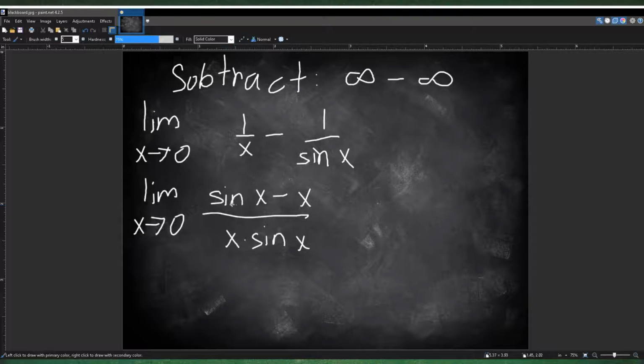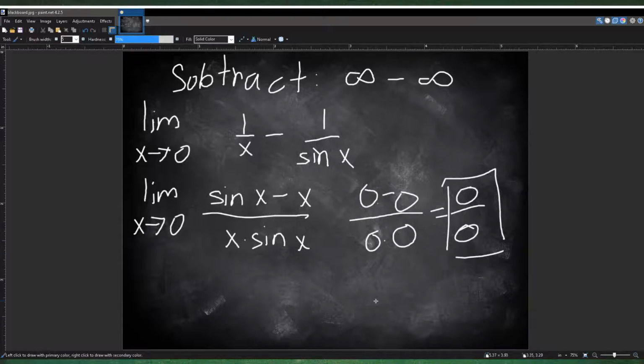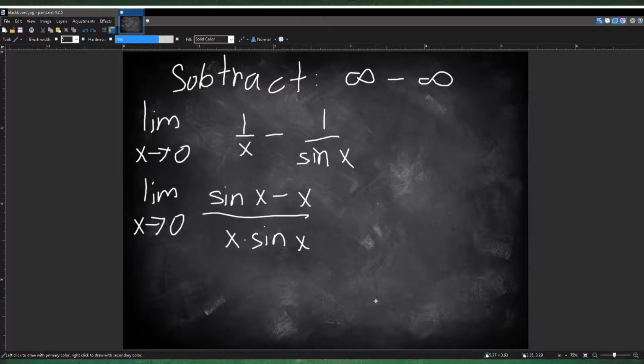So x is 0, right? Sine of 0 is 0, minus x, which is 0, so minus 0, all over x, which is 0, times sine of x, which is 0, so 0 times 0. So this simplifies to just 0 over 0, an indeterminate case. Because of that, we can use L'Hopital's Rule and check if it becomes another indeterminate or becomes the answer. Since it's indeterminate in the case 0 over 0, we could use L'Hopital.